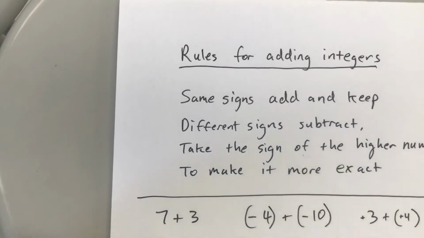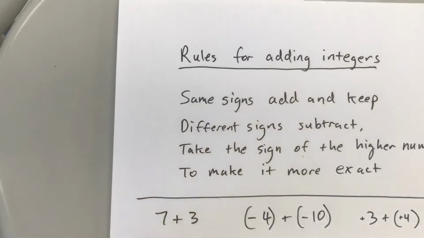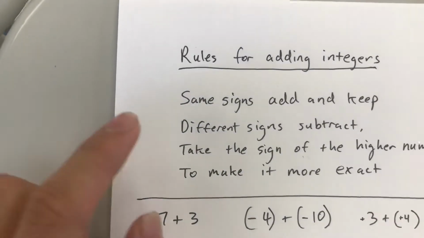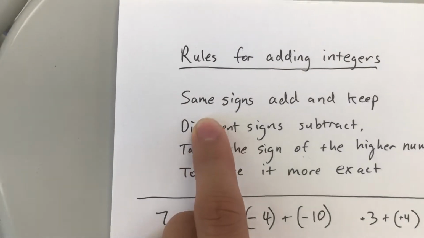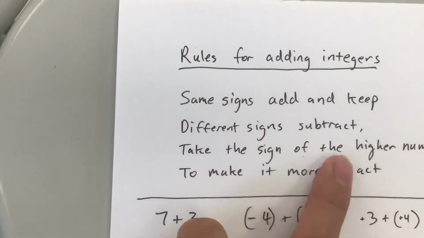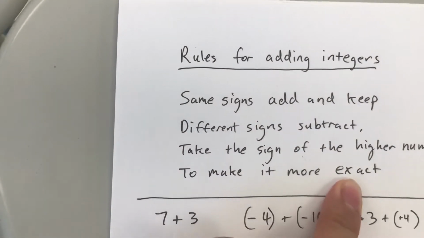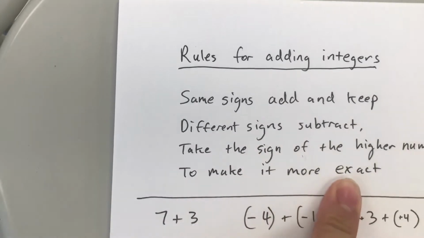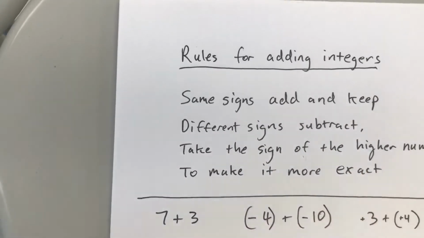Right here, if you guys are the type of person who can't remember the rules for adding or subtracting integers, here's a very simple way for you guys to remember. It says here, same signs, add and keep, different signs subtract, take the sign of the higher number to make it more exact. You can actually sing this. It goes along the lines of row, row, row your boat. So here's how it goes.